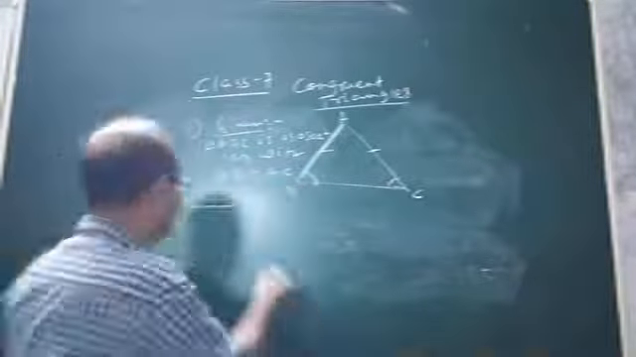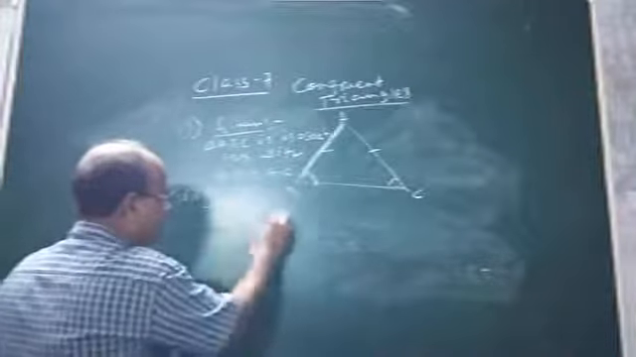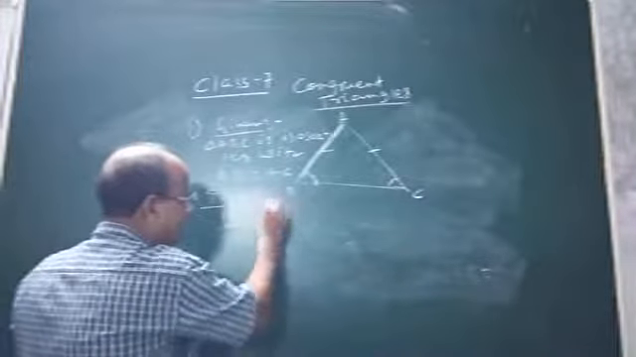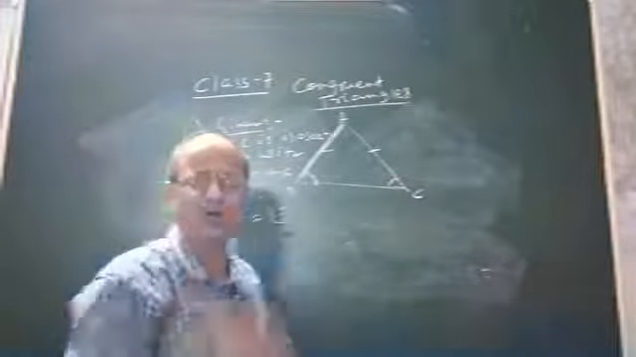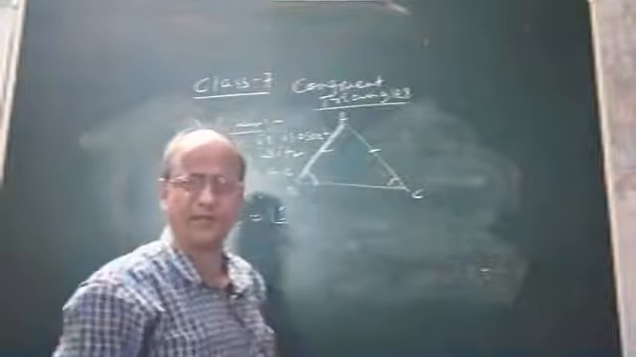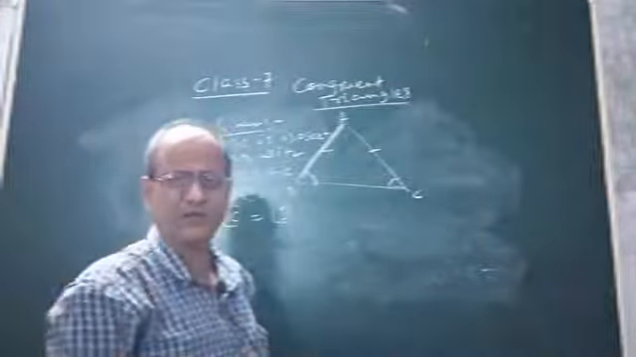How to prove? Let us see. So what we will prove? We have to prove that angle C equal to angle B. Now the point is, how can we prove it? We can prove it in different ways. Okay, there are different ways. Let me tell you the simple way.